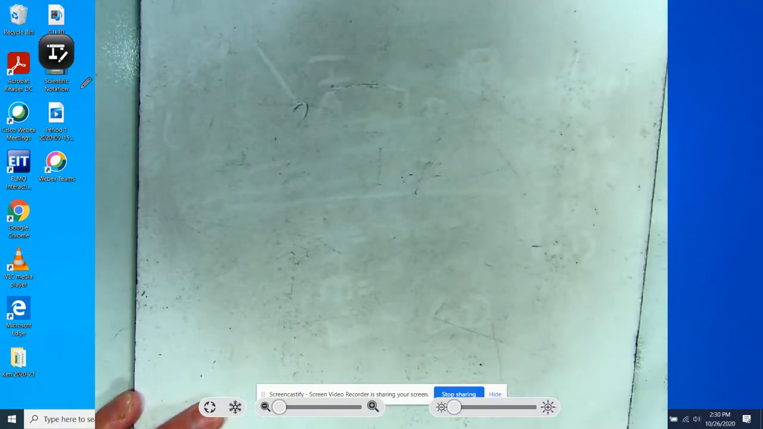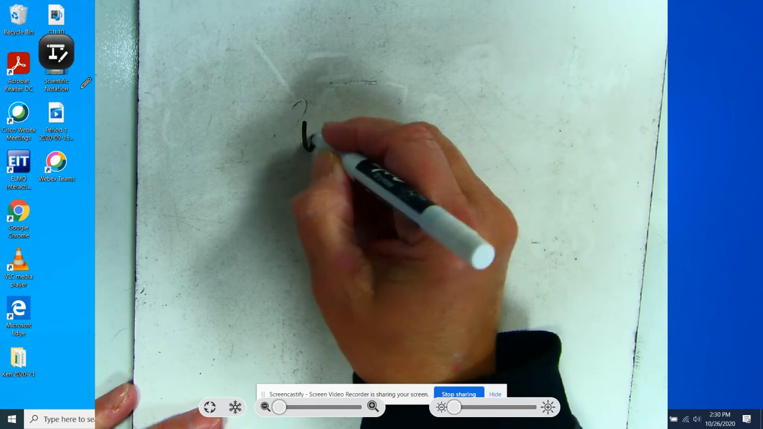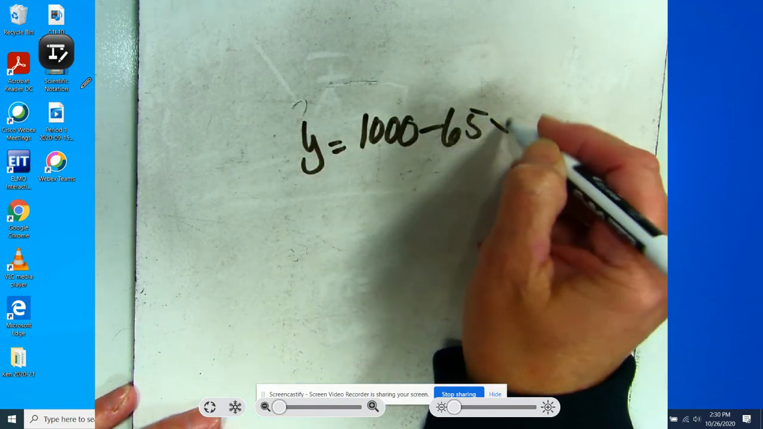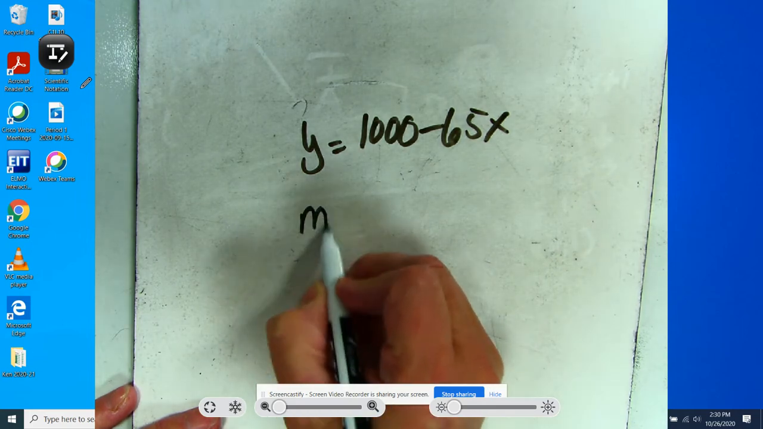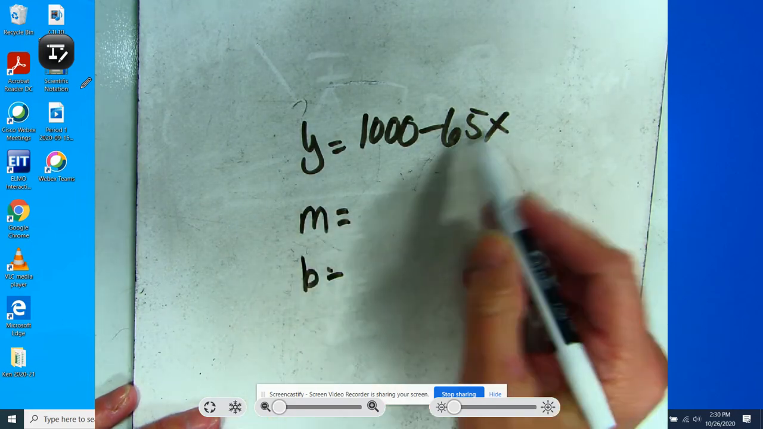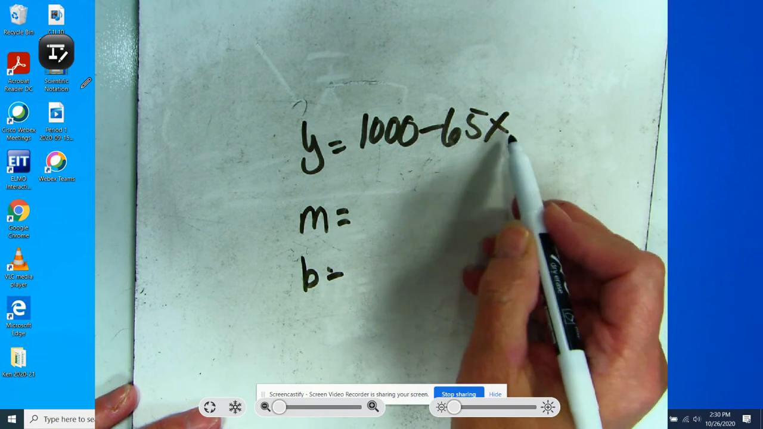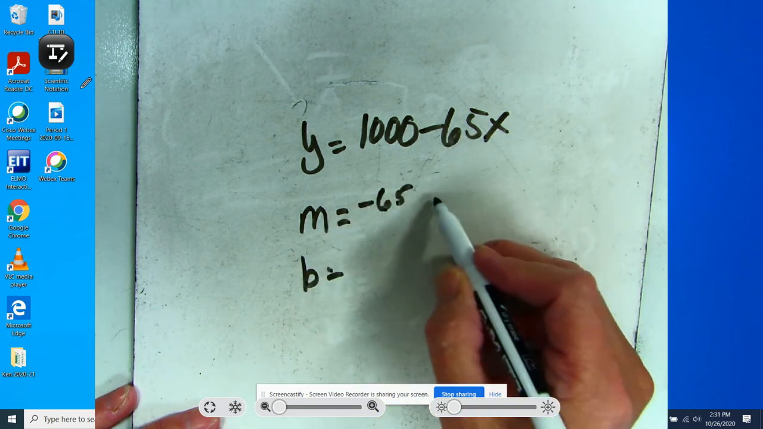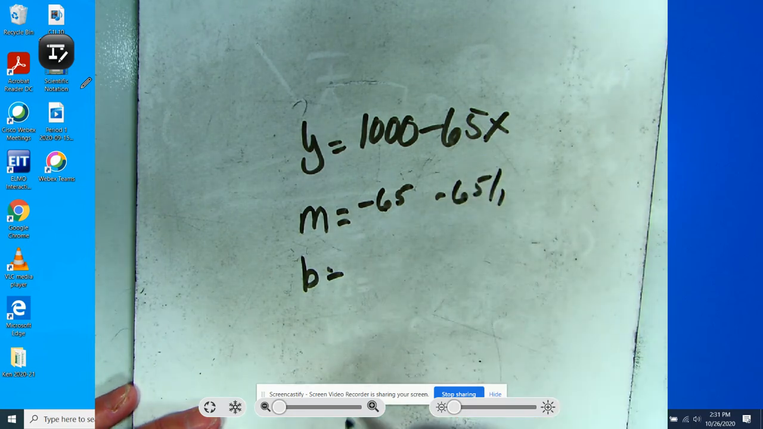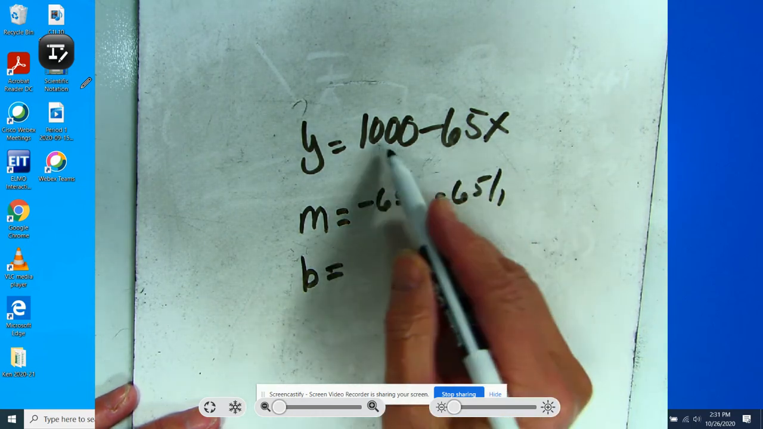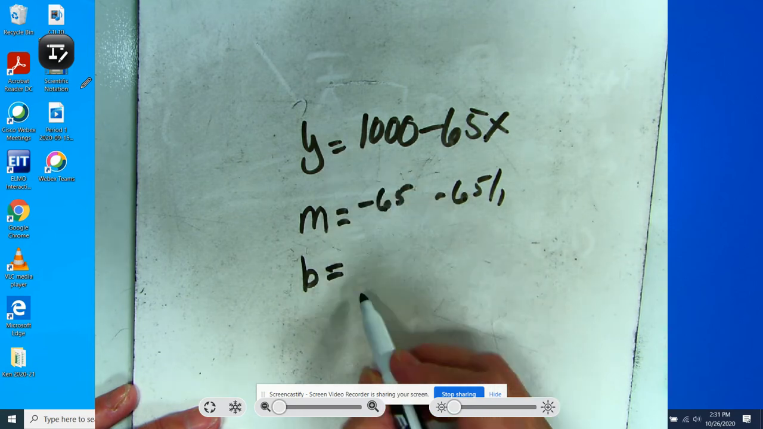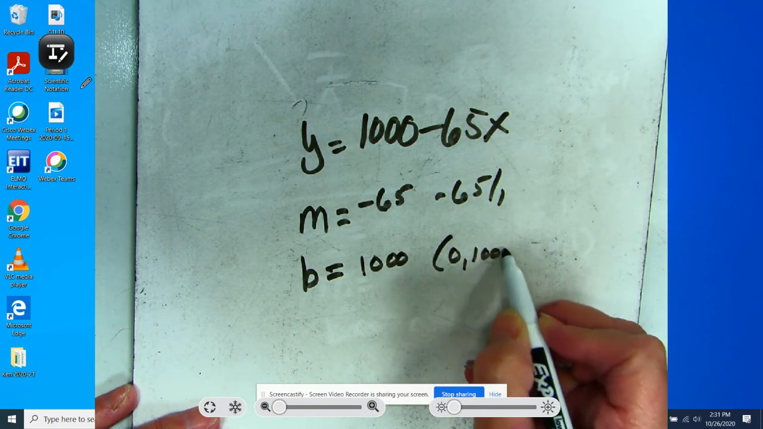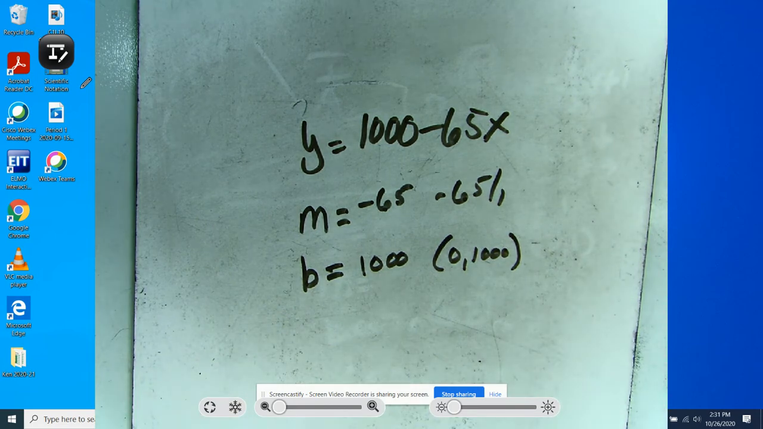Now, if they give you the equation out of order, so y equals 1000 minus 65x, m is still the number in front of x. And what's in front of x? -65. So m is -65 or -65/1. And b is going to be the number that does not have a letter, so this would be 1000, or the point (0, 1000). Okay.